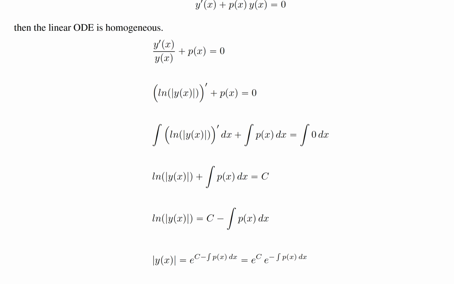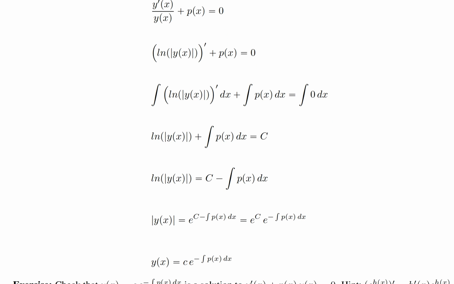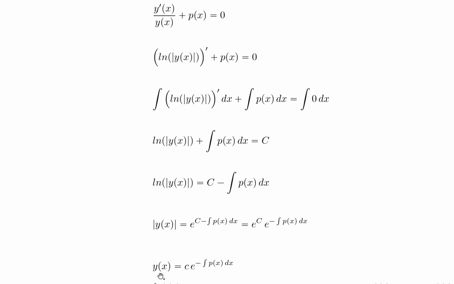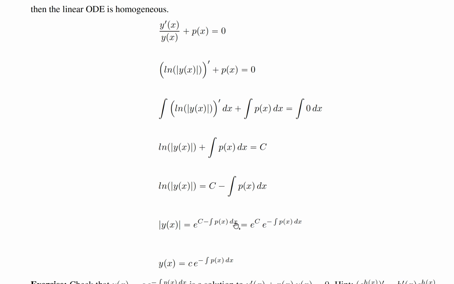And the last step would be to remove the absolute value, and we can then deduce that the solution of the linear homogeneous first order ODE is y of x equal to a constant c times e to the minus the antiderivative of the function p of x.